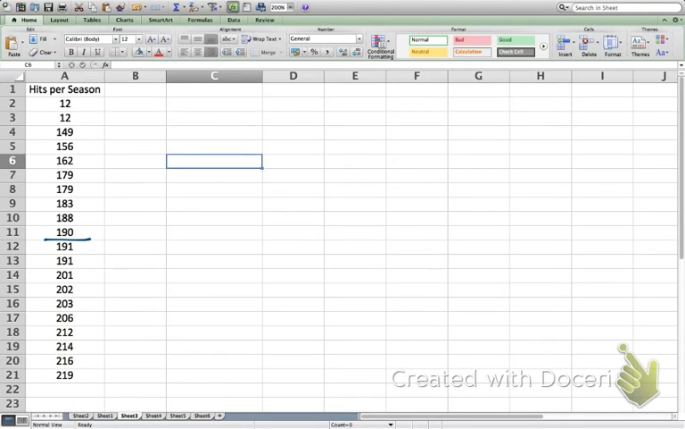Okay, so we're going to take a look at determining what data values are outliers in a data set. So when we take a look at Derek Jeter's hits per season here, we can see right off the bat we have these two 12s that seem to be outliers. They're different. They're far apart from the rest of the data set. Well, let's go ahead and determine mathematically if they actually are outliers.